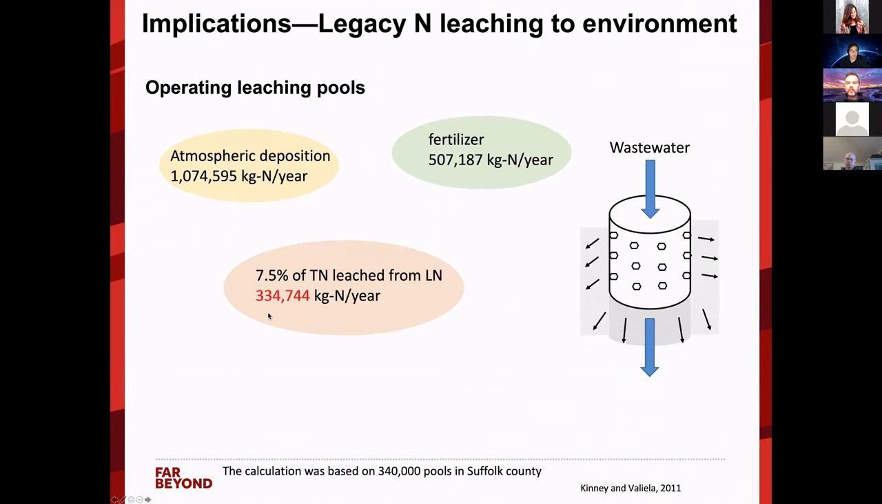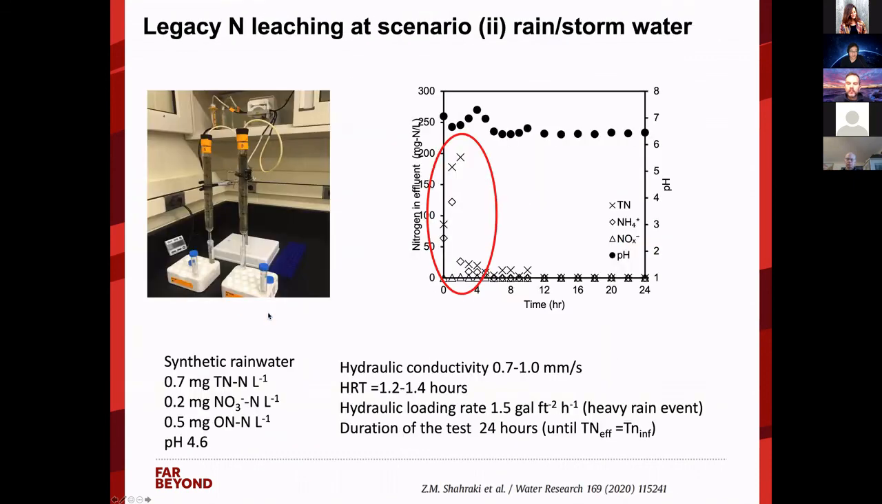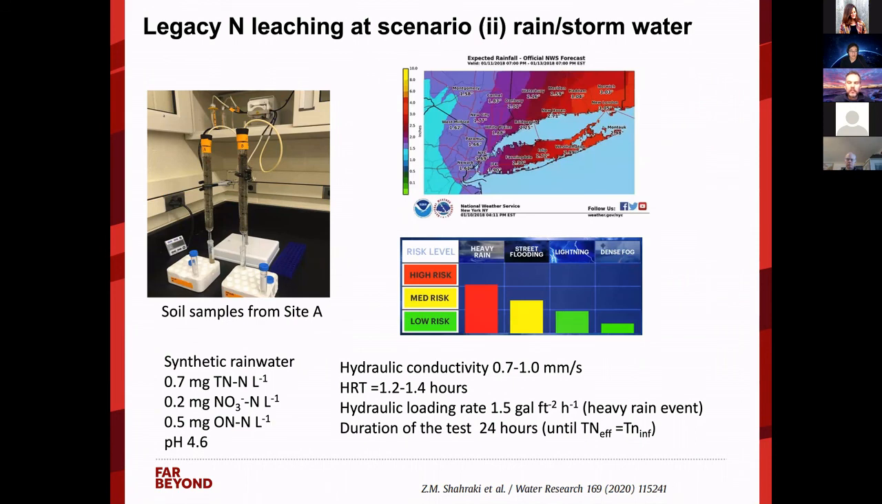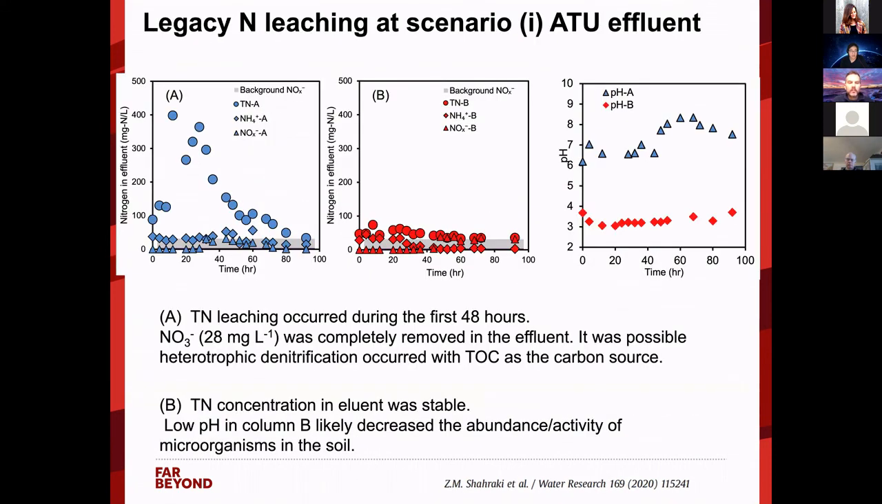So let me just go back to the slides here. I just want to mention that both of the leaching tests were conducted in a relatively short period of time. The first scenario only ran experiments for 92 hours, and the second scenario for less than 2 days. So we used the criterion that the final effluent TN concentration is similar to the influent TN concentration.